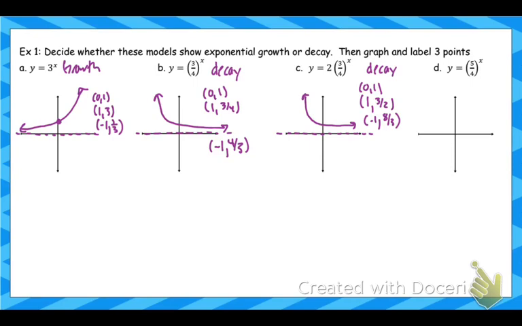All right, and the last one, 5/4. That shows growth because that base is larger than 1. So it's going to have this direction. And then 3 points on this graph, 0, 1, 1 5/4, and negative 1 4/5.